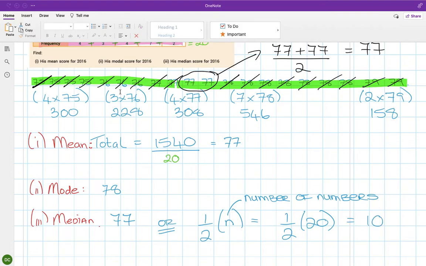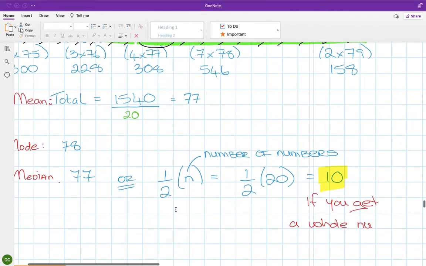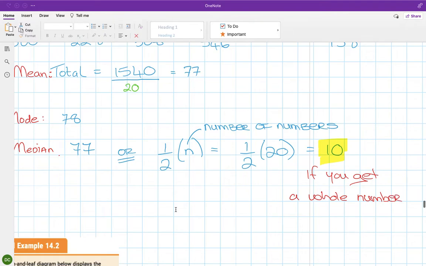If you get, what would it be called? A natural number, I suppose? Let's call it a whole number. If you get a whole number, the median is this number and the next number. So in this case, we would be looking for the 10th number and the 11th number.